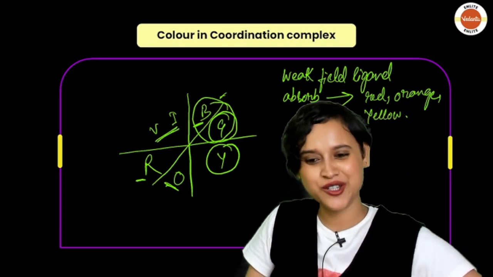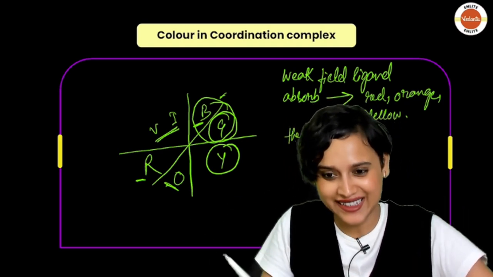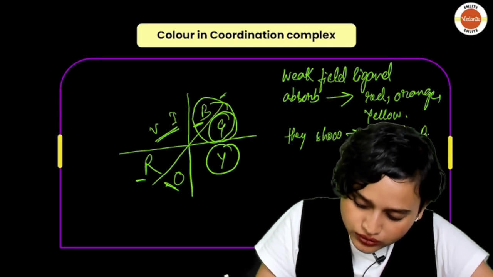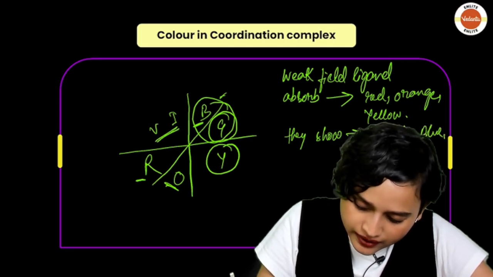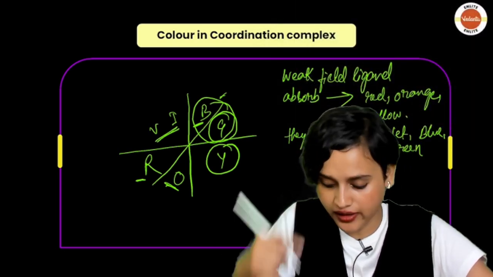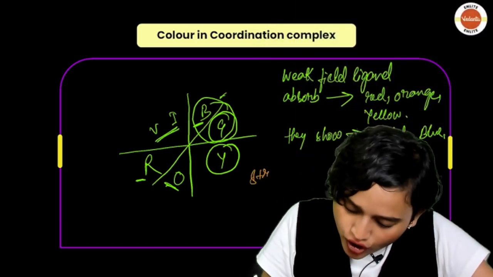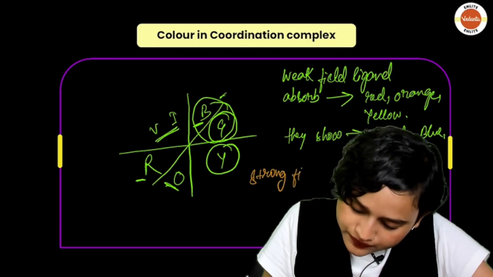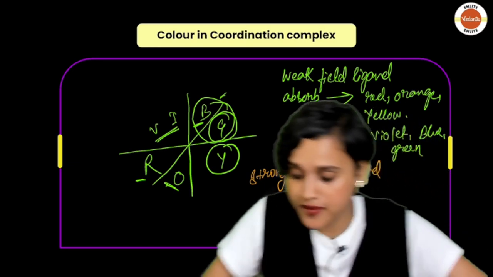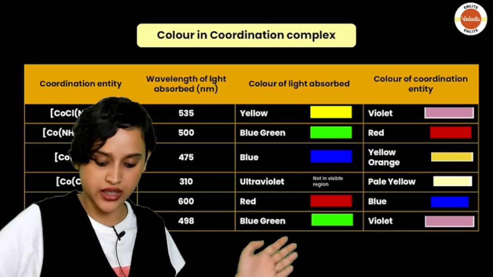That means what do they show? It will be complementary, right? So they show violet, blue, green. Now I'm writing it with orange so that there is a clear distinction. Strong field ligand, what do they do? I'm just going to move here so that I'm not covering it.